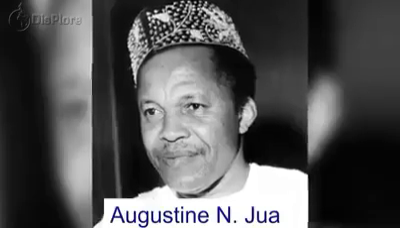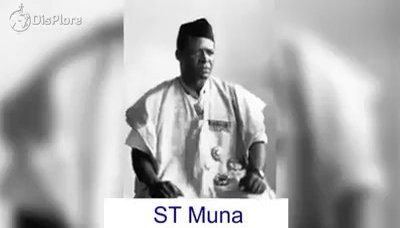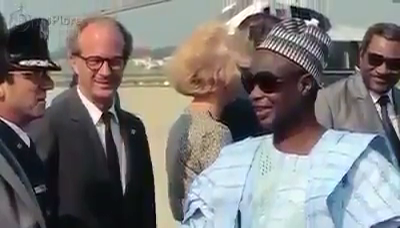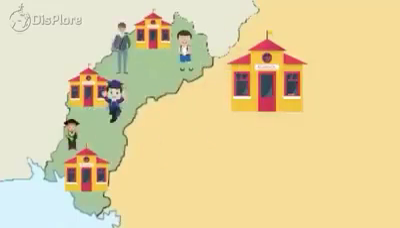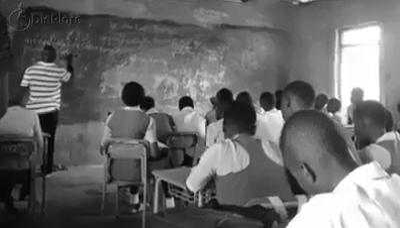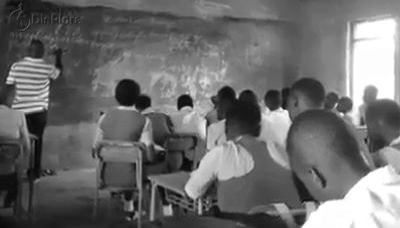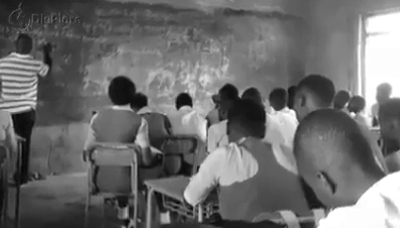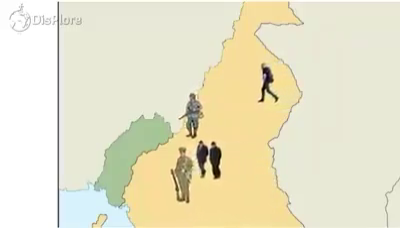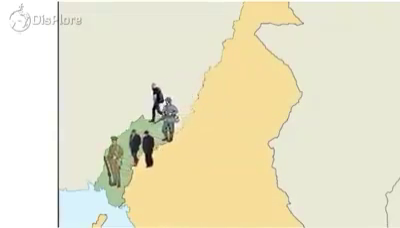In 1965, Augustin N. Njua became the Prime Minister of Southern Cameroon, but was sacked by President Ahidjo in 1968 and replaced by St. Muna. French advisors of President Ahidjo recommended the introduction of bilingual schools to educate and assimilate Southern Cameroonians in favor of French Cameroon. The aim was to slowly absorb the Anglo-Saxon Southern Cameroonians into the Francophone hemisphere.